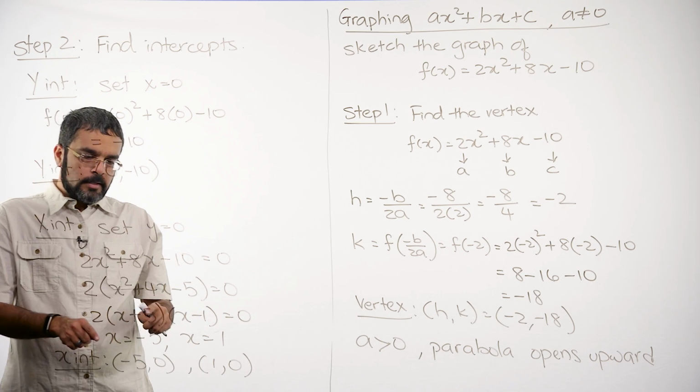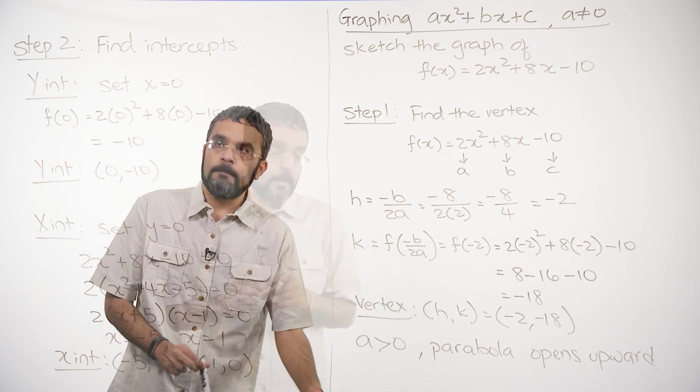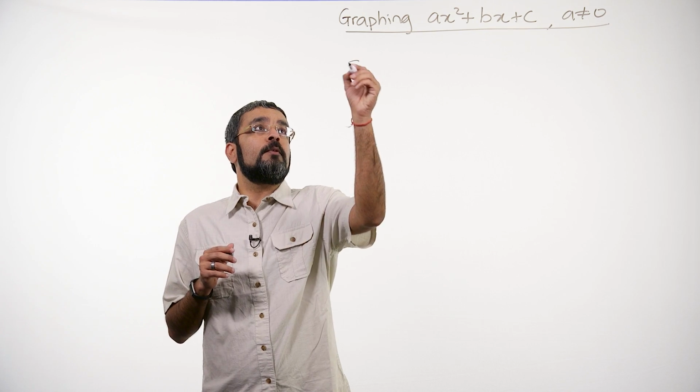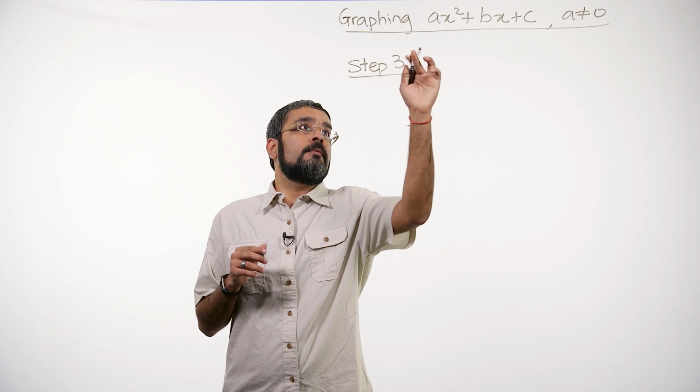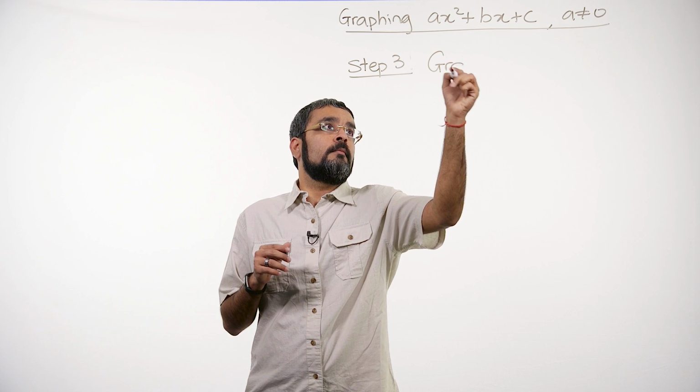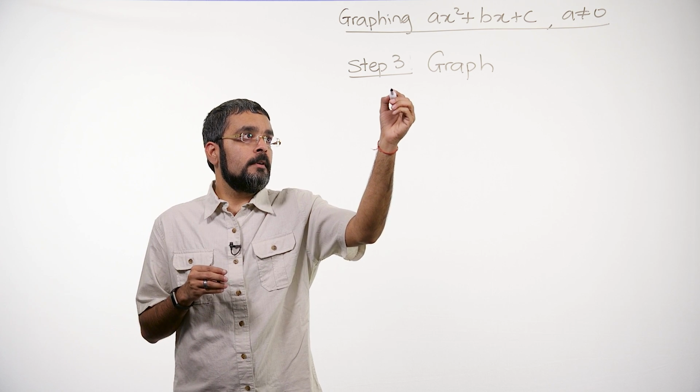So I have all the points I need. I have the x-intercepts, I have my y-intercept, and I have my vertex. And then the final step, step 3, is to actually graph the function. So I'm going to go ahead and draw my axes here.